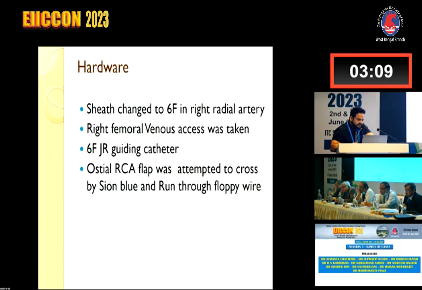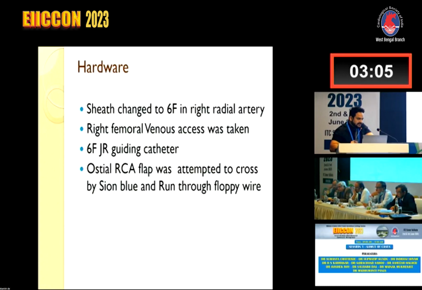Ostial RCA flap was attempted first with Sion blue. That is the dictum when you are entering: the choice of wire in a dissection flap is always a non-hydrophilic wire, because you don't know what is the extension of the dissection. So it is better to go with a non-hydrophilic wire first.